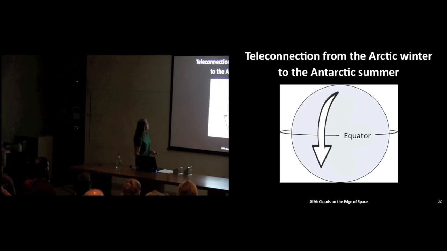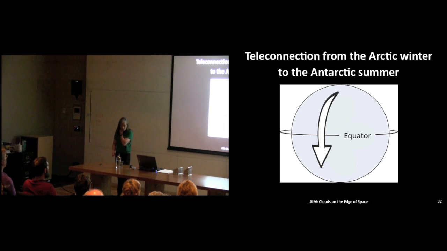Okay, so we wanted to understand that, and it seemed like too much of a coincidence not to be something mechanistic. And so what we're saying is that the northern hemisphere stratosphere, the winds there, are somehow affecting the southern hemisphere mesosphere.